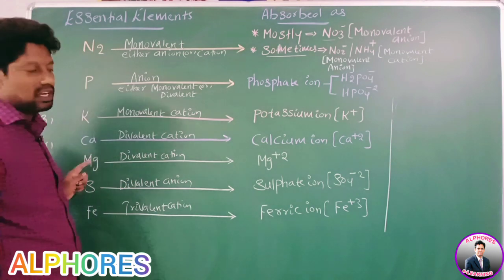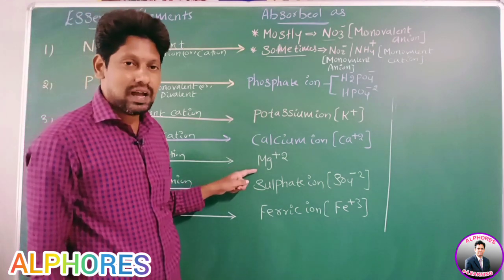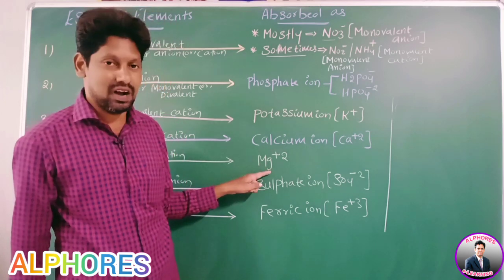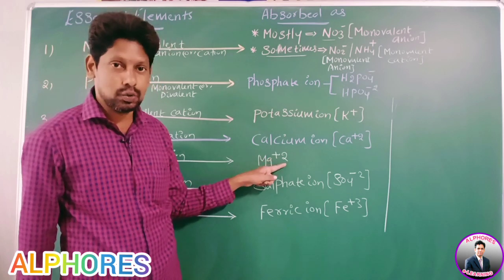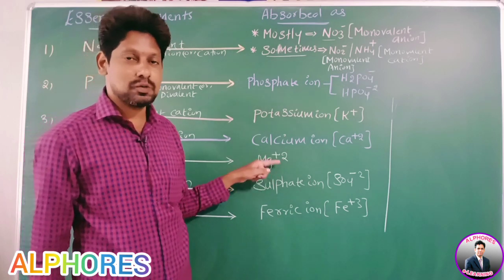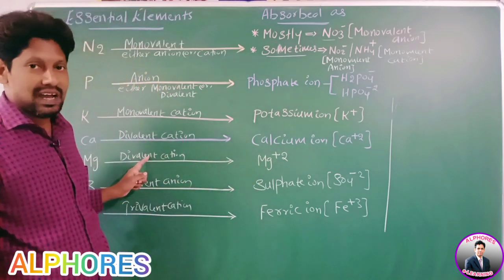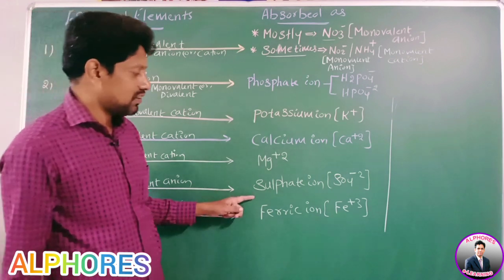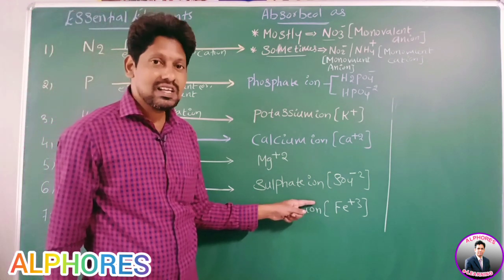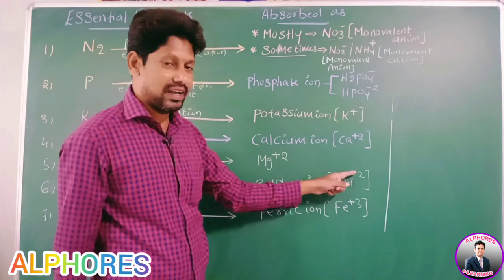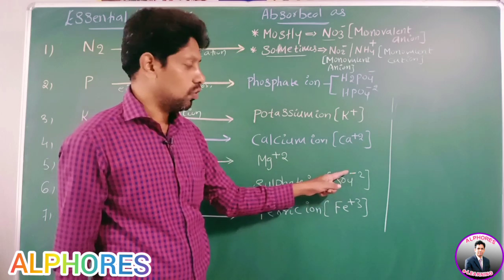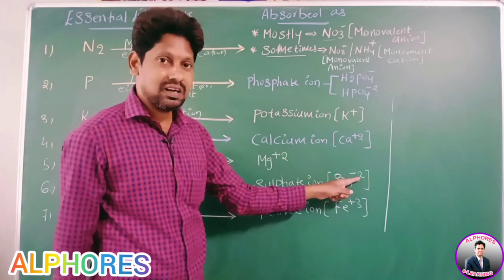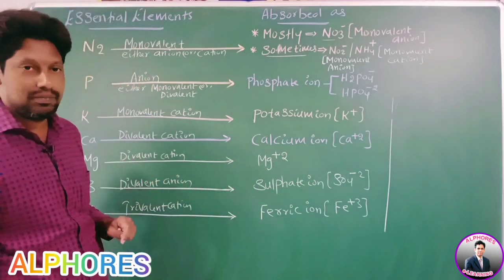Go for magnesium. The plant is absorbing magnesium as Mg plus 2, magnesium ion, right? Plus cation, 2 divalent. Therefore, the plant absorbs magnesium as a divalent cation. Now go for the next one, sulfur. The plant is absorbing sulfur in the form of sulfate ion. Which ion? Sulfate ion, that is SO4 minus 2, a divalent anion. Go for the next one.